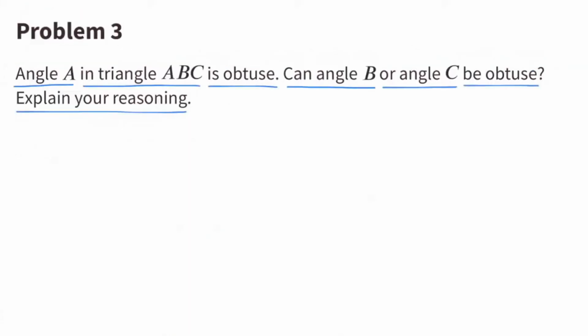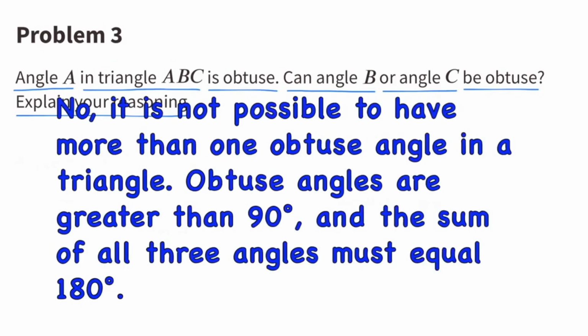Number 3. Angle A in triangle ABC is obtuse. Can angle B or angle C be obtuse? Explain your reasoning. No, it is not possible to have more than one obtuse angle in a triangle. Obtuse angles are greater than 90 degrees, and the sum of all 3 angles must equal 180 degrees.